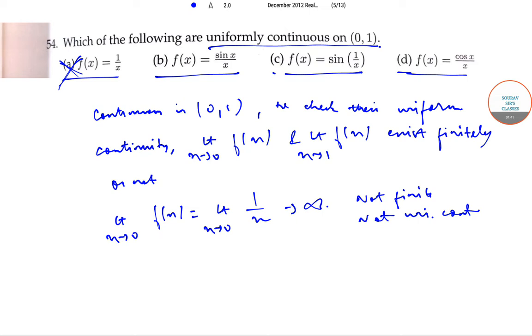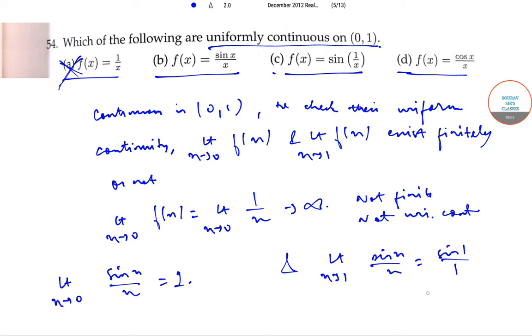Therefore, option A is incorrect. Now, option B, f(x) = sin x / x. So, the limit as x tends to 0 of sin x / x is equal to 1. This is the standard result. And the limit as x tends to 1 of sin x / x is equal to sin 1 / 1, which is finite. Now, since both are finite, this is uniformly continuous. Therefore, option B is correct.